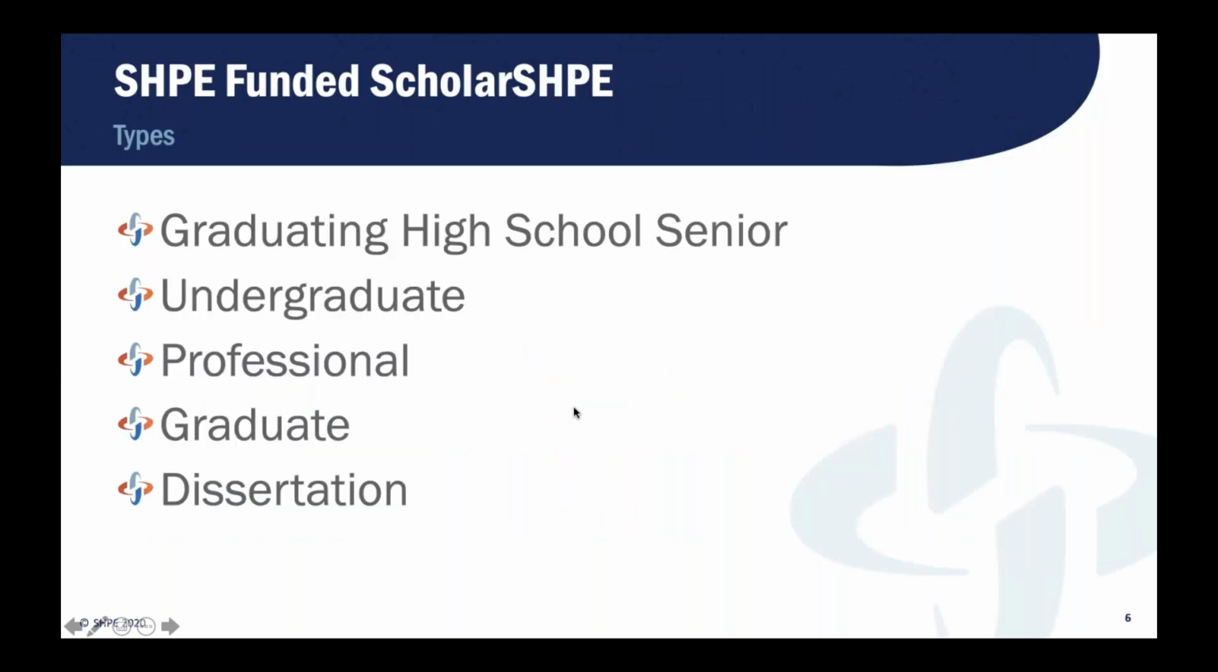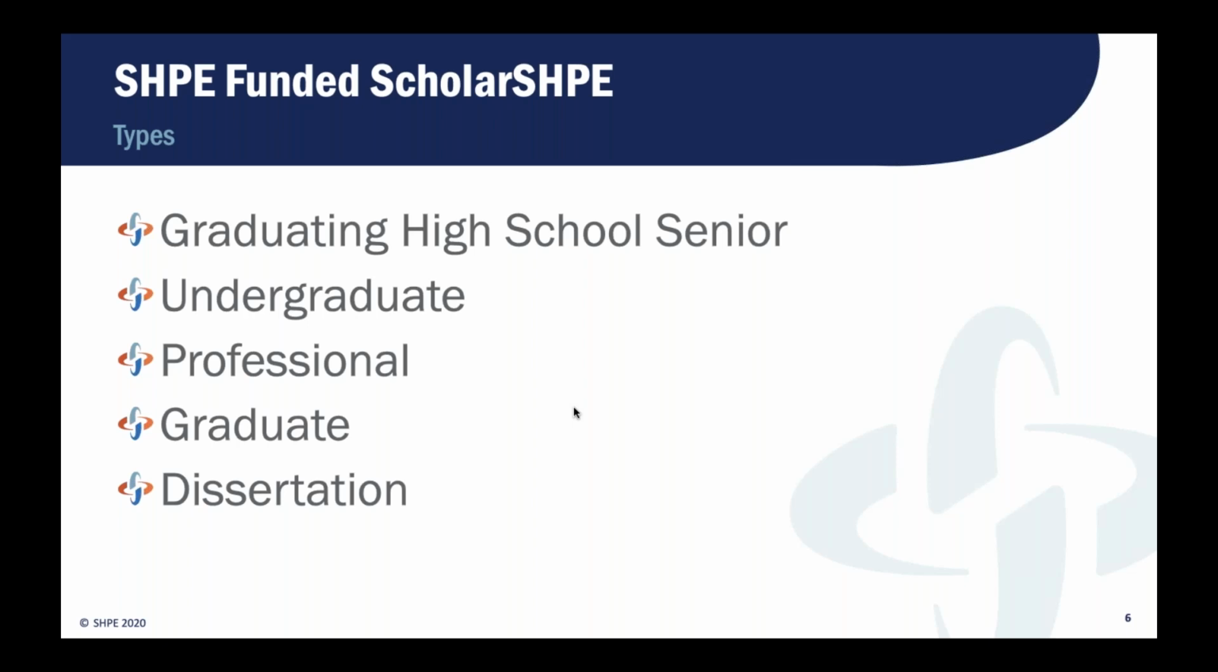All right, so there are 5 primary types of SHPE funded scholarships. We have a graduating high school senior, so that means you are going to be a senior now, and in the fall you will be a freshman in your undergraduate career. So the graduating high school senior scholarship.